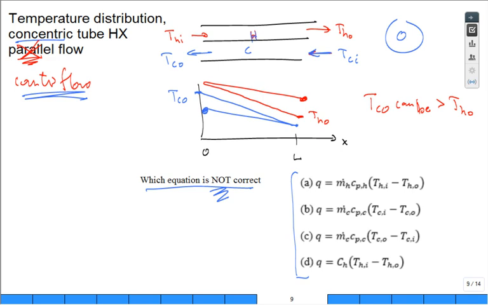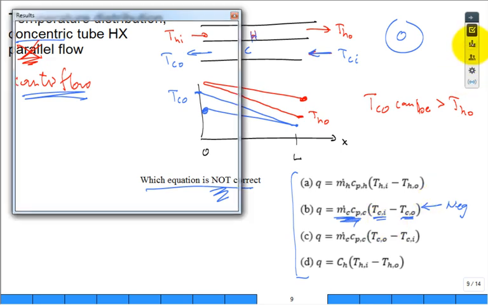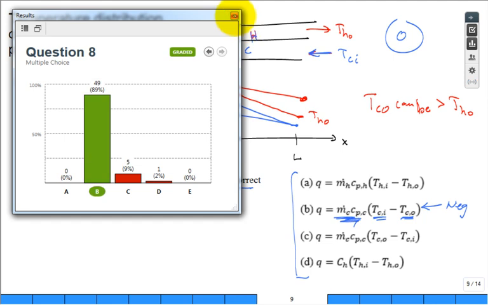All right, so let's go ahead and stop. What we found was that this one gives us a negative Q. The others are all positive. And why is it negative? Is it because mass flow rate and specific heat are negative? No, it's because the temperature hot out is greater than the temperature cold out, which is greater than the cold in, isn't it? So this one is the wrong one. And there it is. Okay.